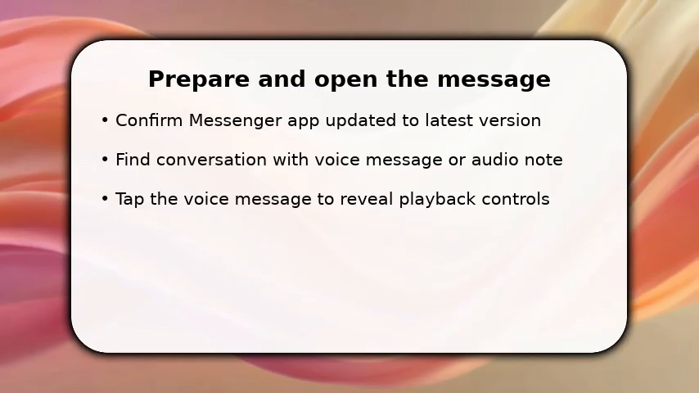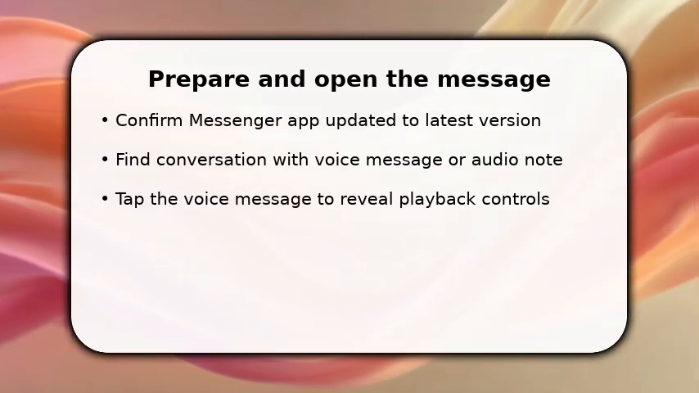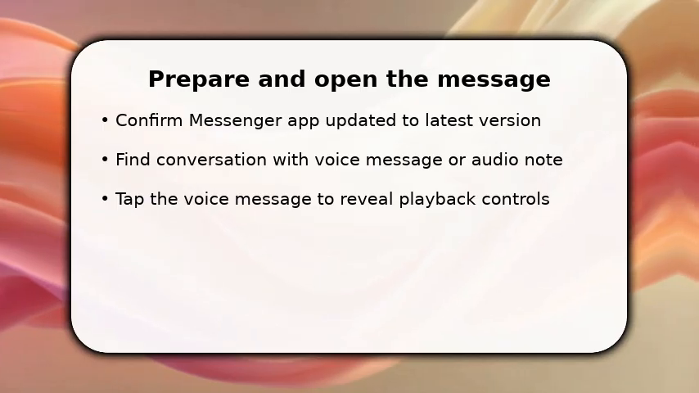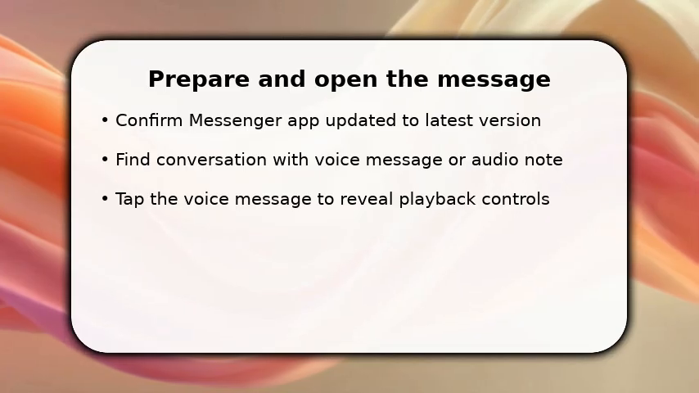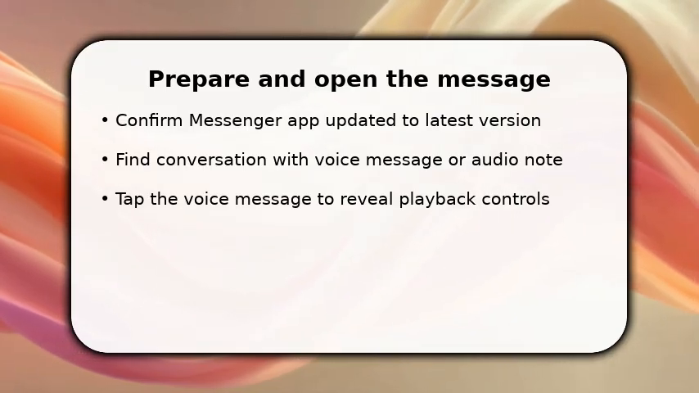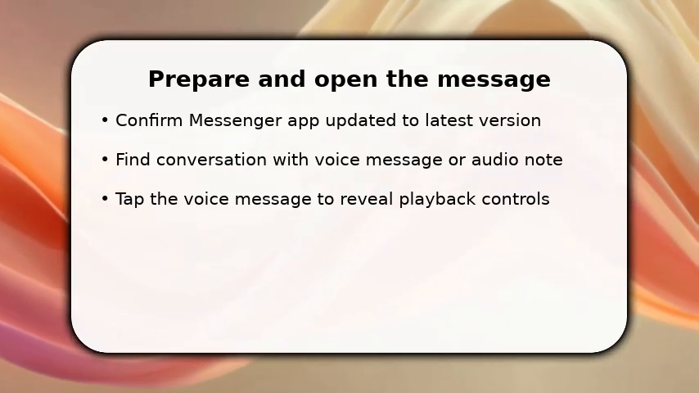You start by ensuring the app is updated and you have the conversation open. This prevents hidden bugs. Next, locate the specific voice message and tap it once to show playback controls. You'll see play, pause, and sometimes a speed indicator. If not visible, long press or tap the three-dot menu.